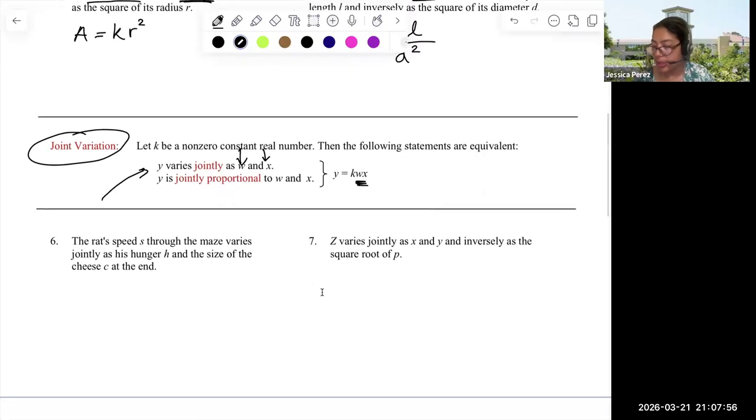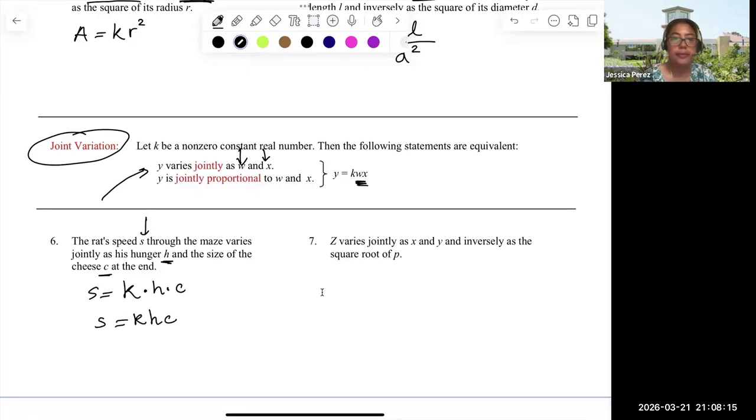Looking at question 6, it's saying the rat's speed s through the maze varies jointly. So it's k times the hunger h and c, so times h times c. So s is equal to k times h times c.